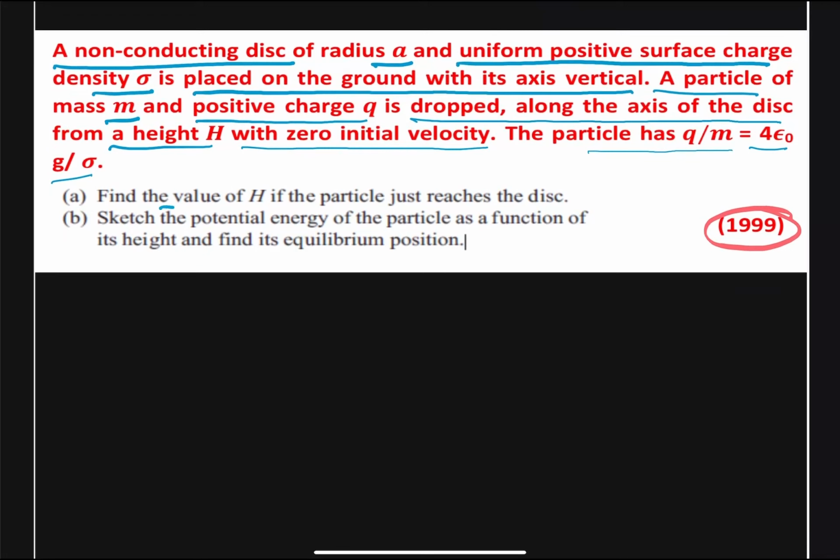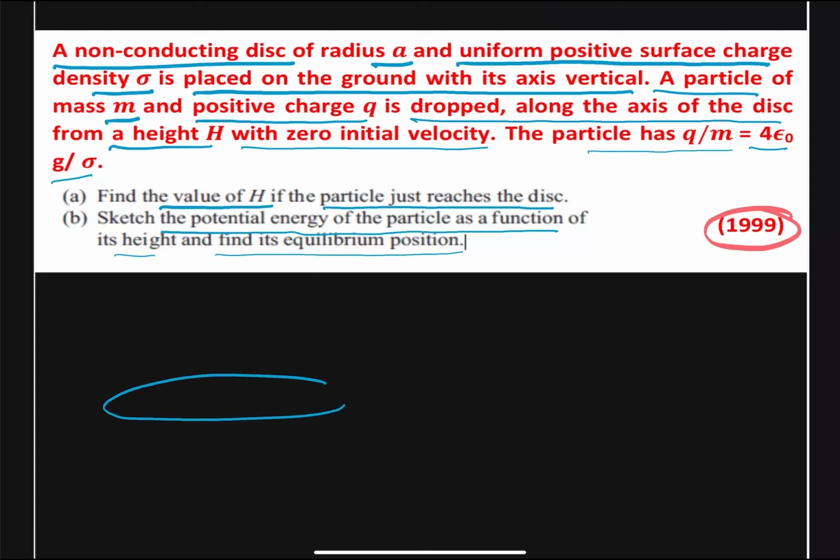Part A, find the value of h if the particle just reaches the disk. Part B, sketch the potential energy of the particle as a function of its height and find its equilibrium position. So we are given a non-conducting disk of radius a, so we can just draw an approximate figure for that. And we have a non-conducting disk, and its radius is given as a.